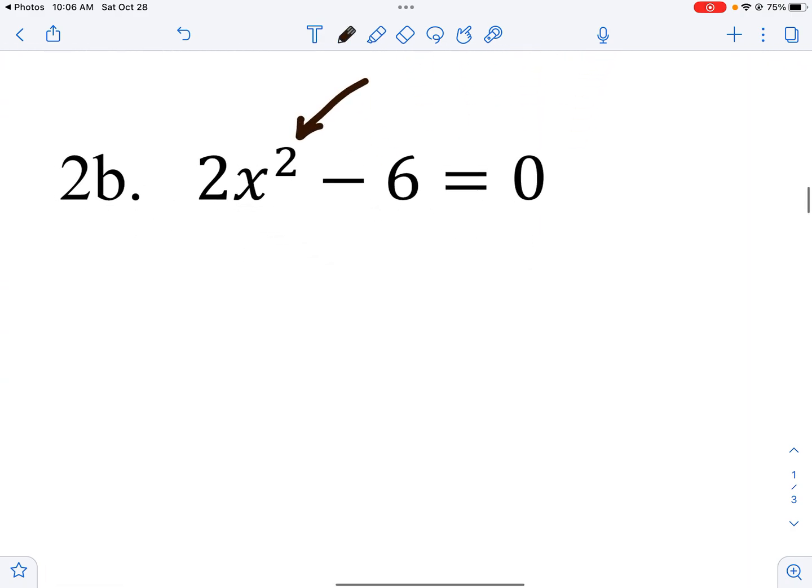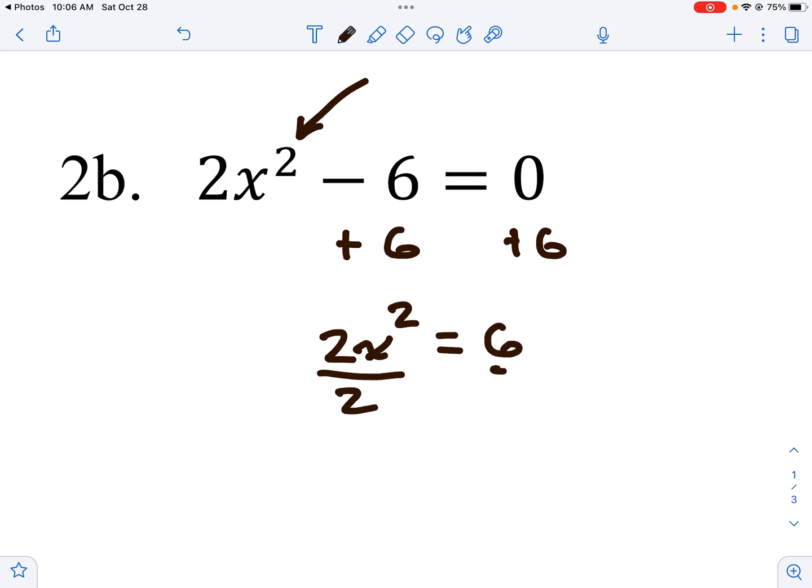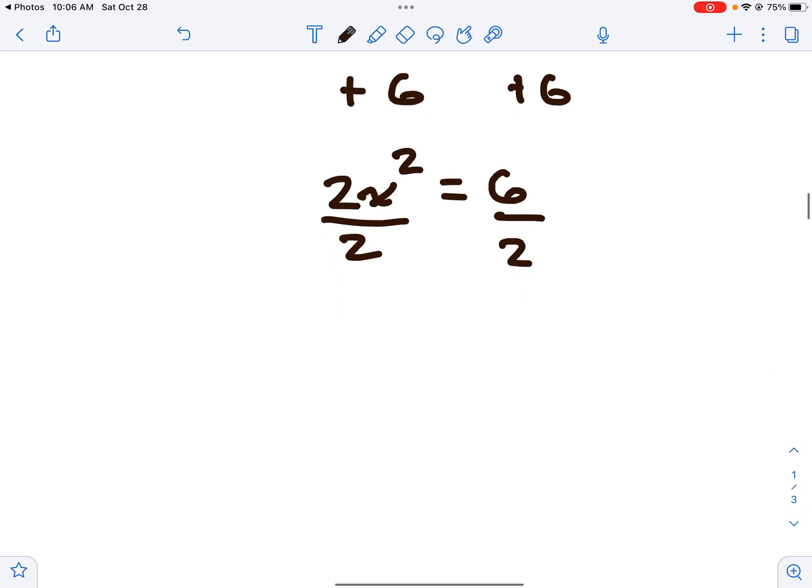For the quadratic, it gets a little bit different. It starts off kind of the same. We're still going to add 6 to both sides. I'm going to solve this with the square root method. So I'm going to isolate the x squared. And then I'm going to square root both sides.